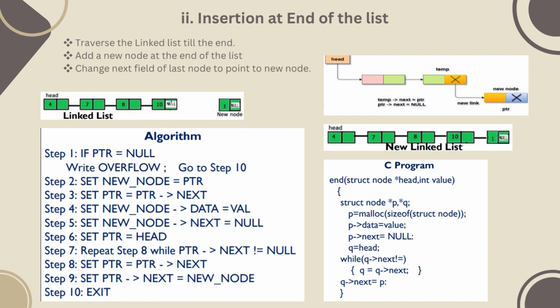Insertion at the end of the list. Again we will consider a linked list having 4 nodes containing 4 different values 4, 7, 8 and 10, and a null value at the last node. Now, the new node has to be inserted at the end of the list. Head will be pointing to the first initial node. Now, the last node of the original linked list will be pointing to the new node having data value 1, and the new last node will contain a null value in its address part.